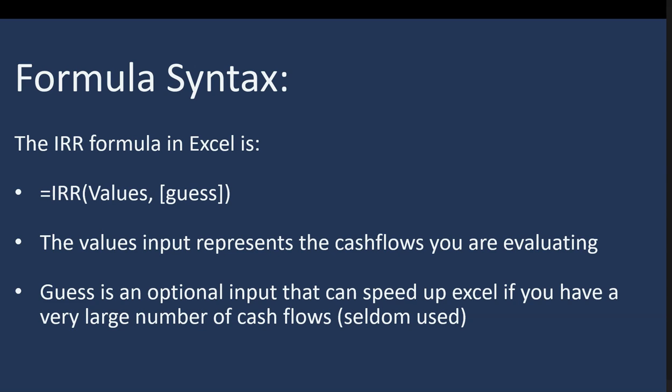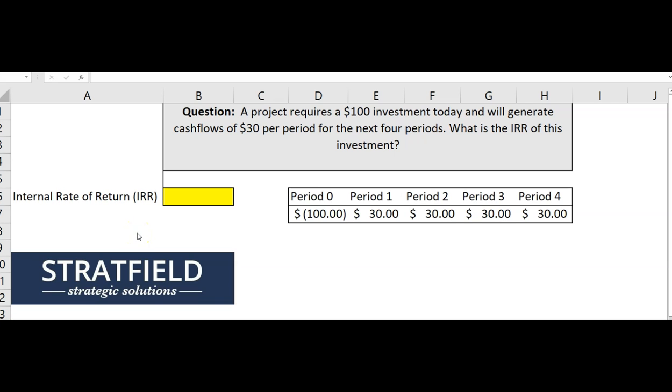So with that, you have enough information to go and review the practical exercise. So let's take a look at Excel. So here we are in Microsoft Excel, and a practical application question is, a project requires a $100 investment today and will generate cash flows of $30 per period for the next 4 periods. What is the IRR of this investment?